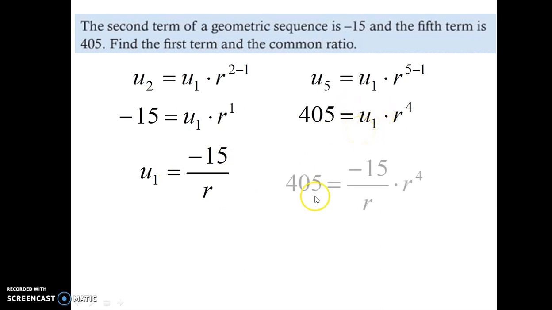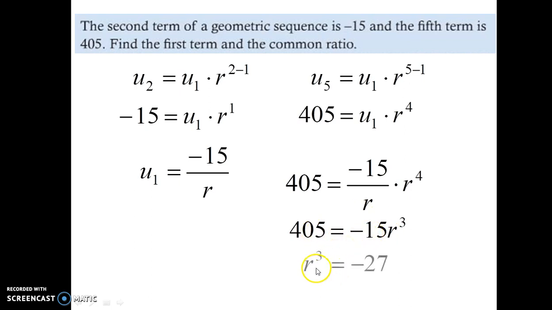All right. So 405 equals, and I've made the substitution, negative 15 over r instead of u1, times r to the fourth. So now you have r to the fourth divided by r, and you're dividing. You have 4 r's on top, 1 on the bottom. You can actually cancel 1 r, and you're left with r cubed. Now you can solve for r, because it's an equation with one variable. So divide by negative 15, and you get r cubed equals negative 27.